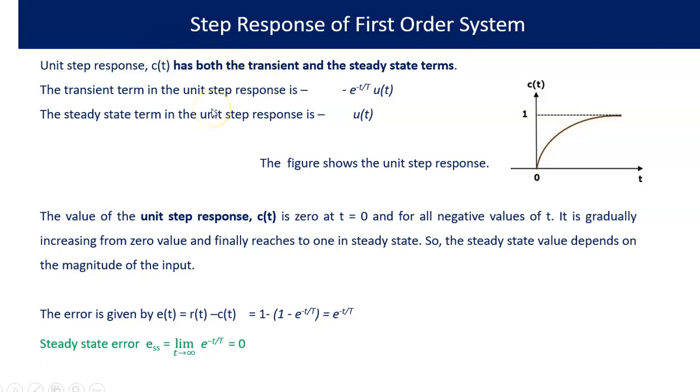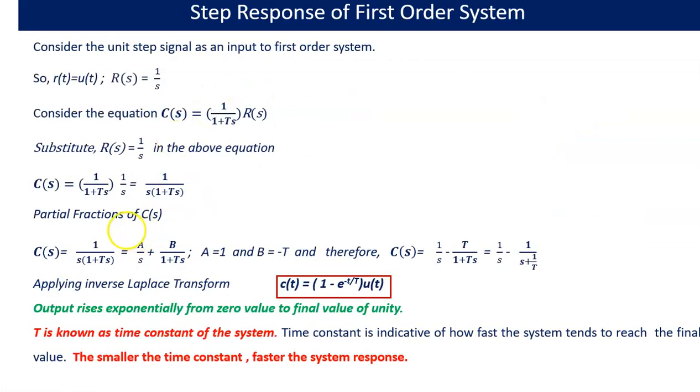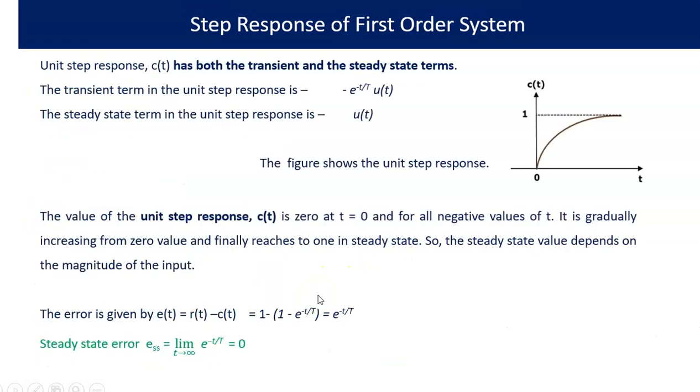Now we can see the response C of t is equal to 1 minus e raised to minus t by T. It has got two parts. Transient part is e raised to minus t by T, and steady state is what? Finally it is attained. So when time t tends to infinity, this term will become 0, and the final value is equal to 1. That means it attained the final value of 1, because the input is step input. Therefore, the final value is 1.